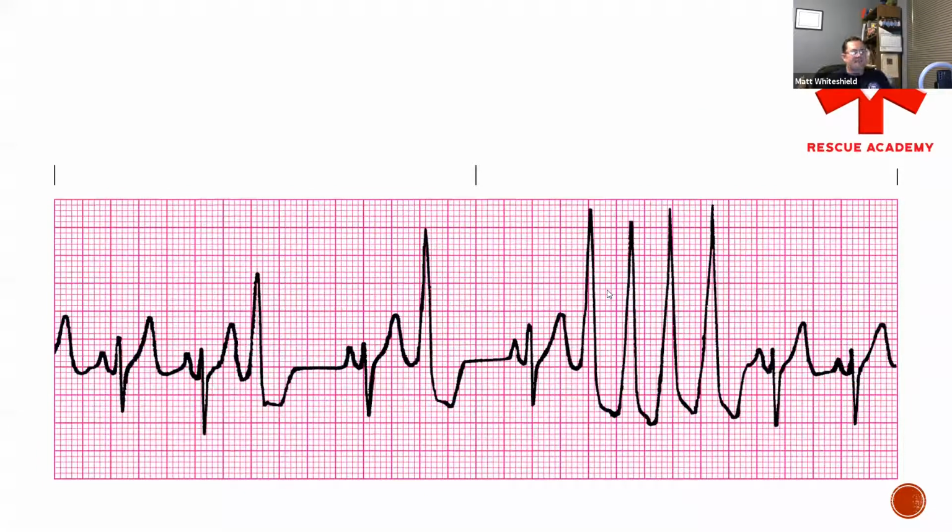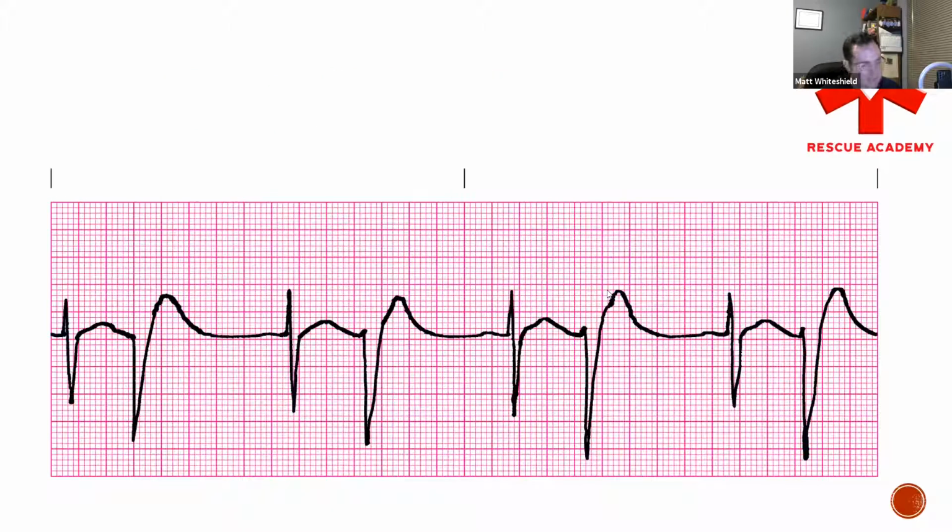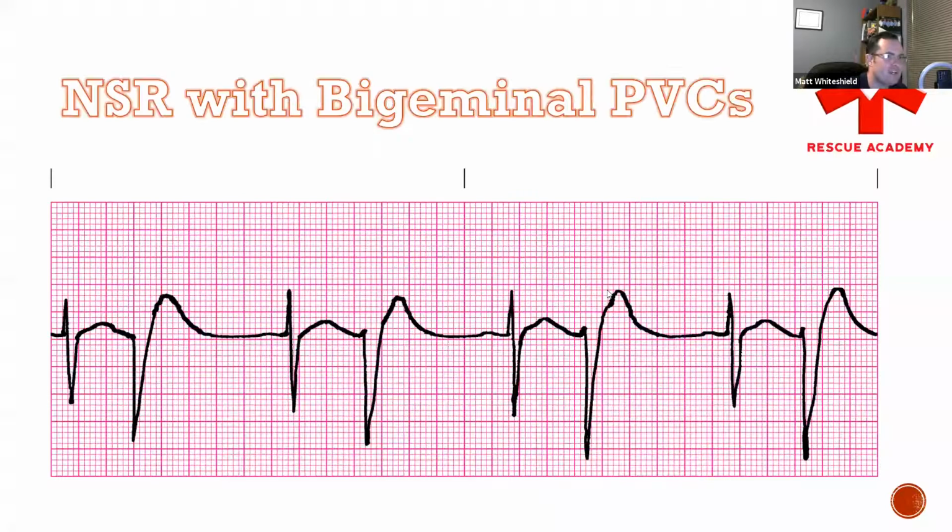What do we got here? I'm going to tell you this ain't good. So we're going to call this a PVC run. This is called a run of Vtac. We don't call it a run of PVCs. It's called a run of Vtac, or it's also known as salvos. Again, we got a pattern here. They look unifocal, but we know that this is bigeminal because it's every other beat. Every other beat makes it bigeminal.